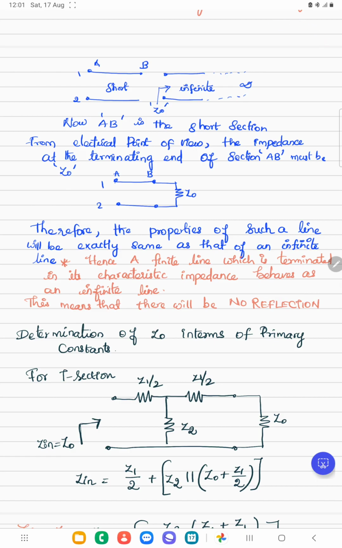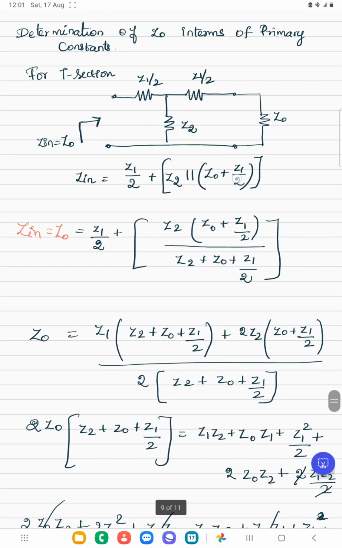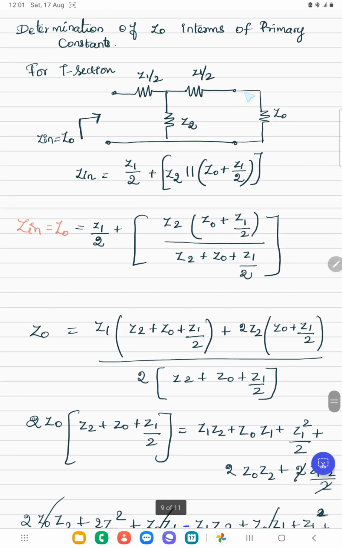determination of Z0 in terms of primary constants. We should derive the expression and find out what the Z0 value is. So consider the same T section, where the characteristic impedance is Z0 load, a finite line terminated by Z0. Hence the T section is Z1 by 2, Z1 by 2, and here the impedance is Z2, and the input impedance is also equal to the characteristic impedance. Here we are going to calculate this input impedance.